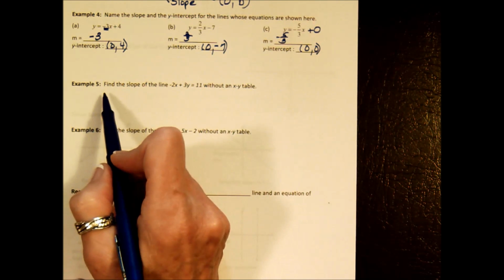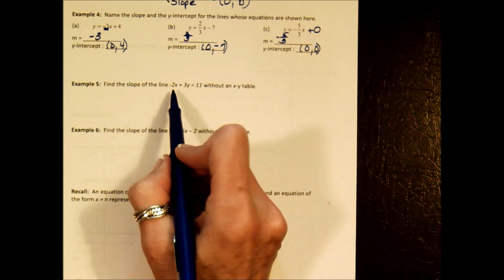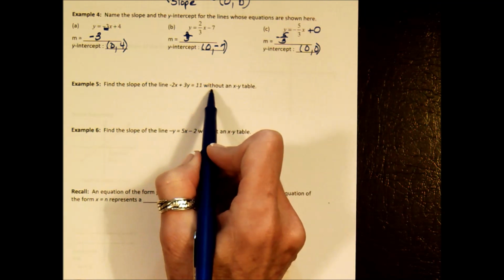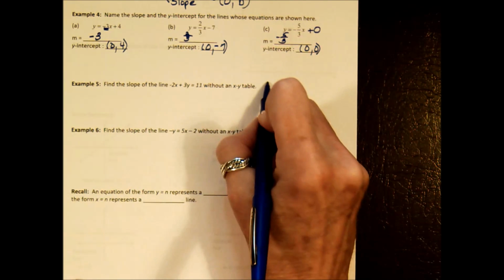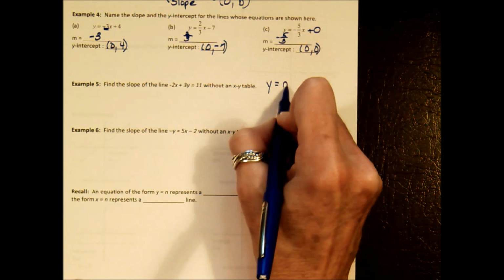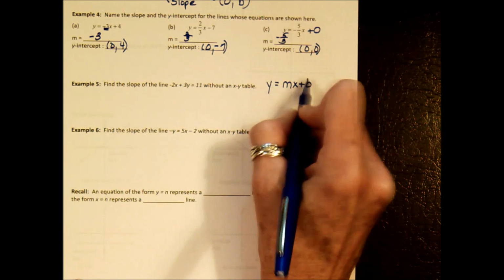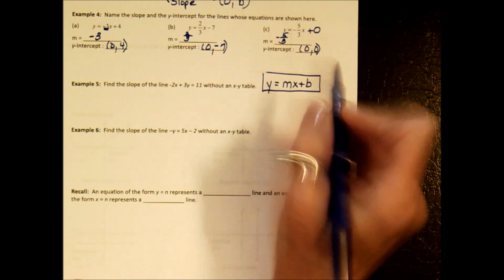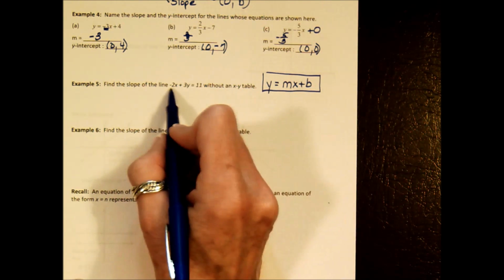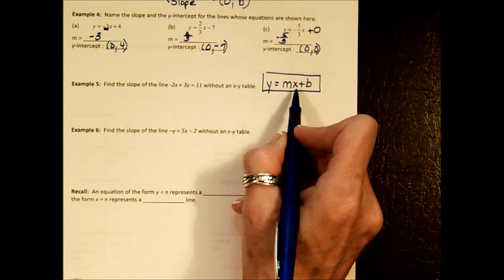Find the slope of the line -2x + 3y = 11, without using an xy table. Well, what you have to know is that the equation must be in the form y = mx + b. It can't be like this. Well, how can I make this equation look like this equation? I solve it for y.